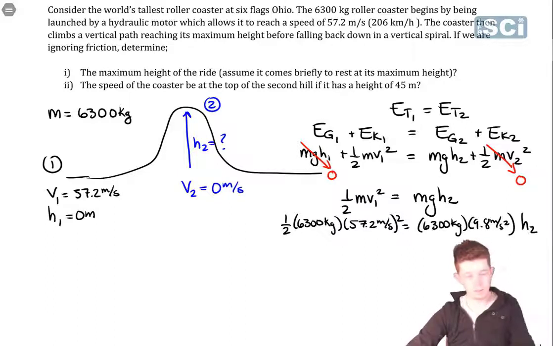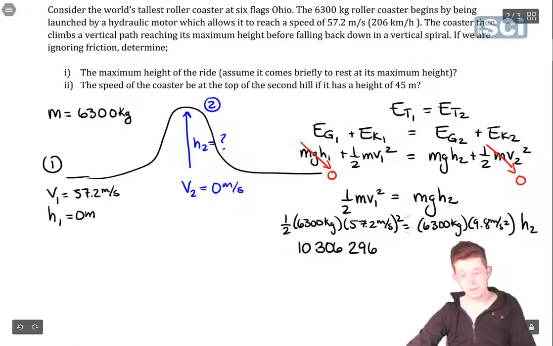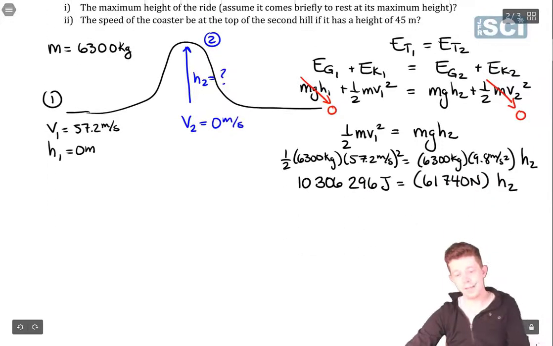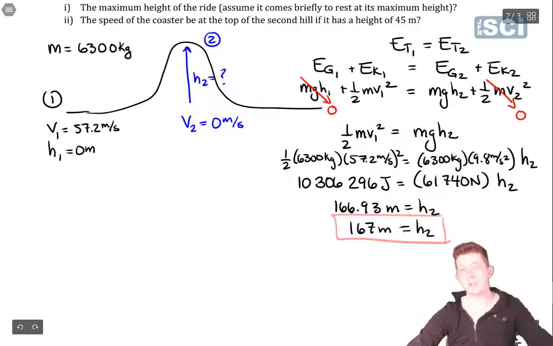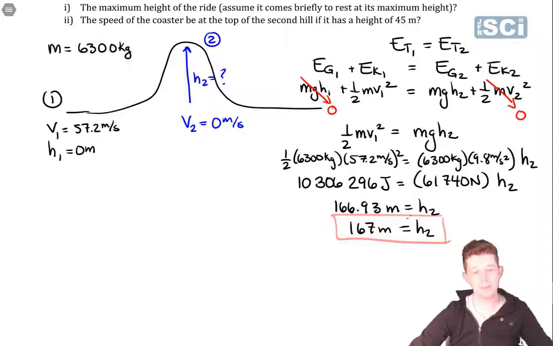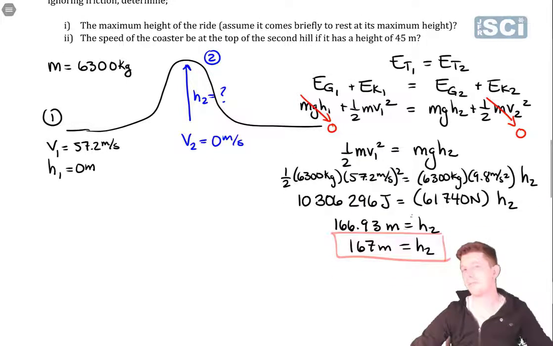So the left hand side here comes out to 10,306,296 joules. And the right hand side becomes 61,740 newtons multiplied by h2. Dividing this through, we get a height of 166.93 meters. So that's telling me that about 167 meters would be the height that the roller coaster can actually get to.